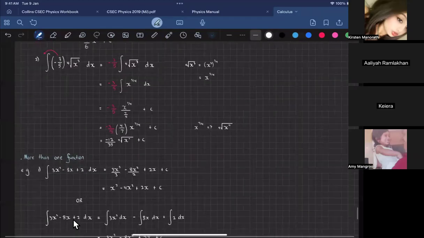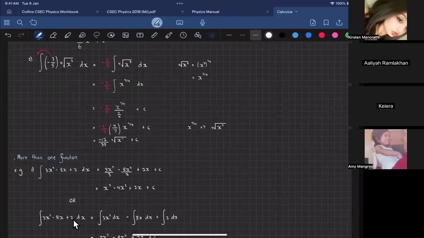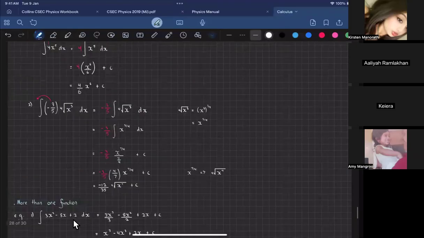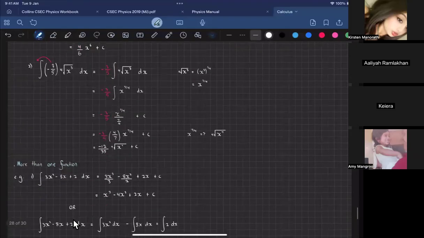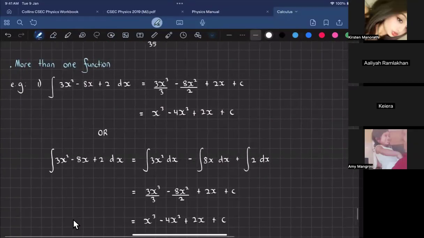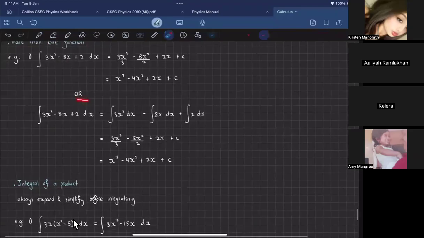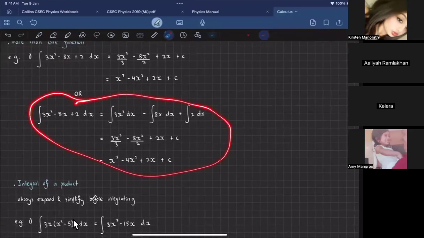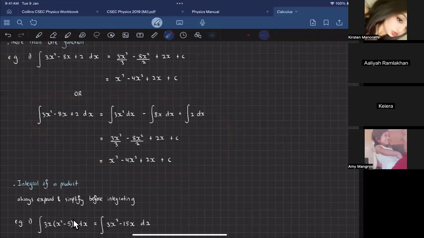That's your final answer. Simplified as it could get. Awesome. So let's move on to more than one function. And this is very simple. Earlier, I was showing already formal methods. You don't have to do this. You don't have to separate it. You could just work it as it is.